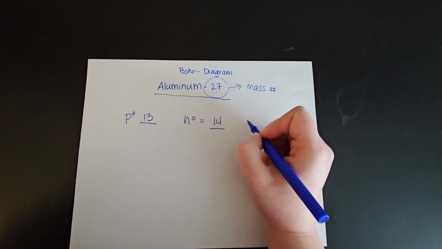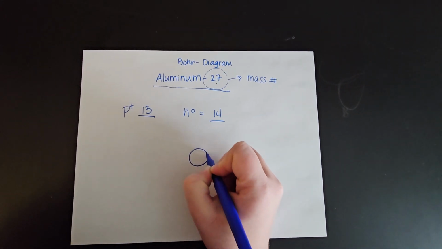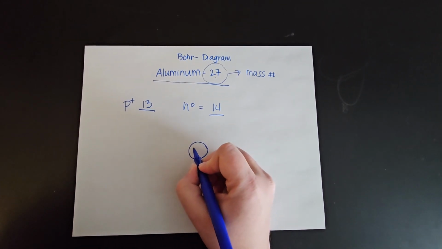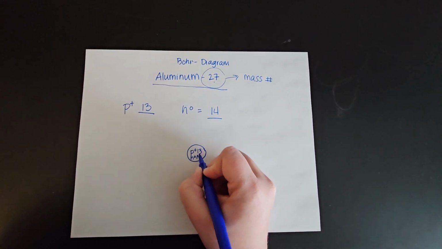Now, we are going to start drawing. We draw our nucleus, which is the center of our atom. We have 13 protons and 14 neutrons.